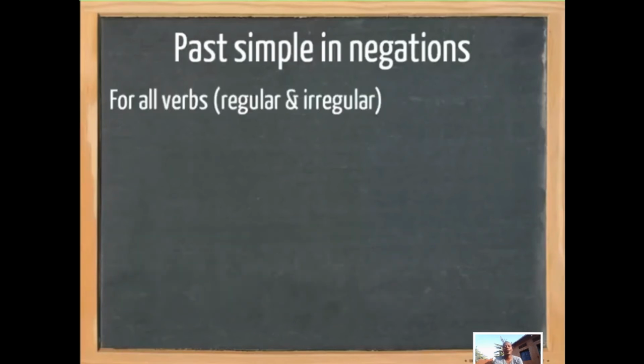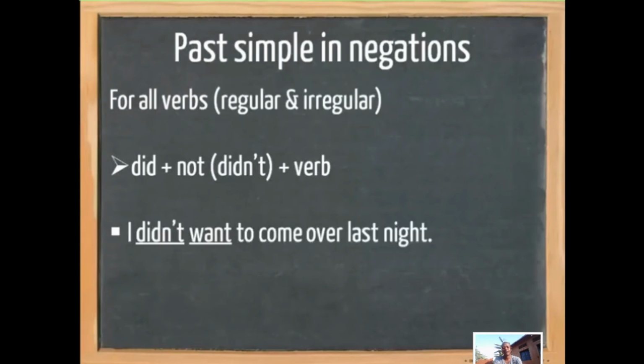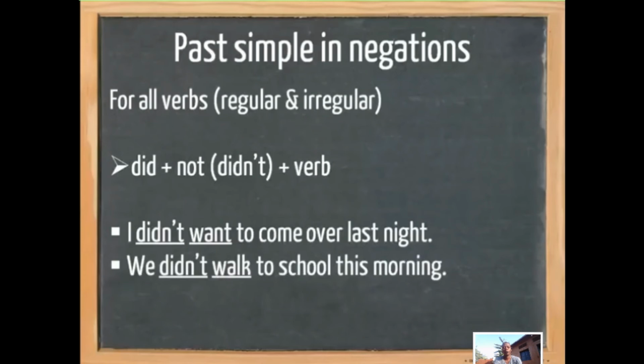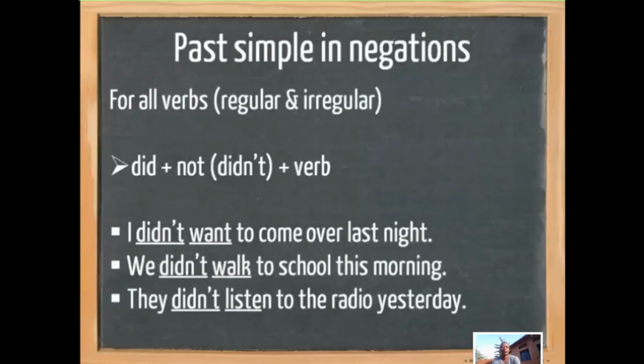Then how can we make the negative form? For all regular and irregular verbs, we also do the same. We use did not, or simply didn't, plus the verb. For example, you can say, I didn't want to come over last night. We didn't walk to school this morning. And they didn't listen to the radio yesterday.